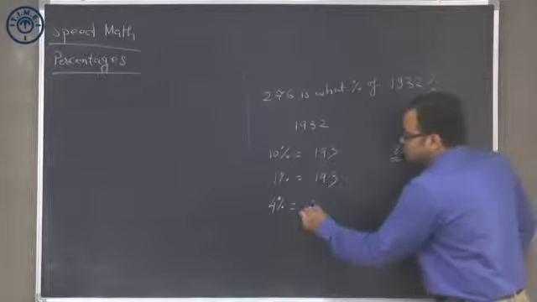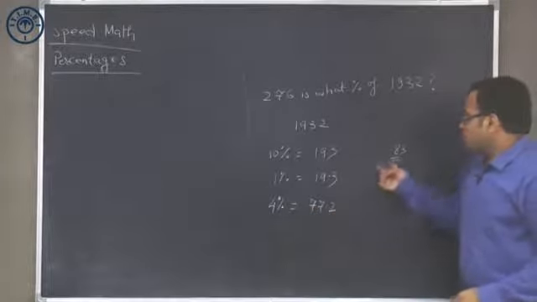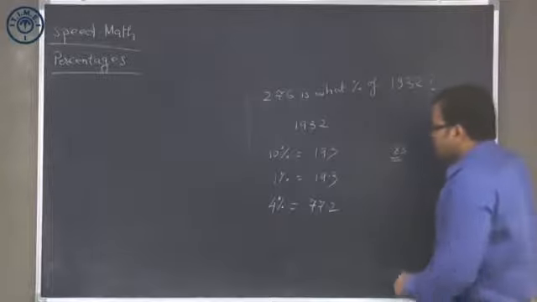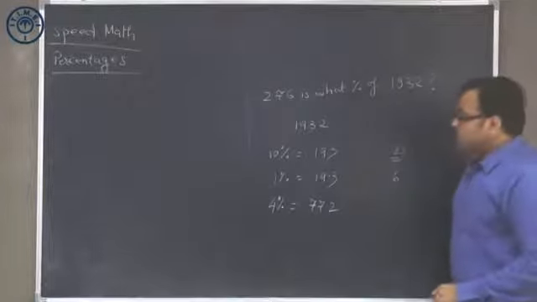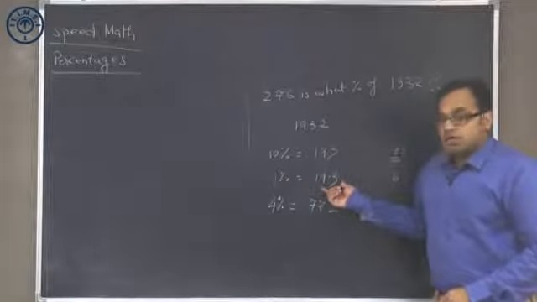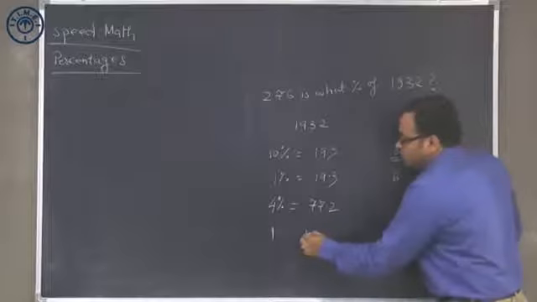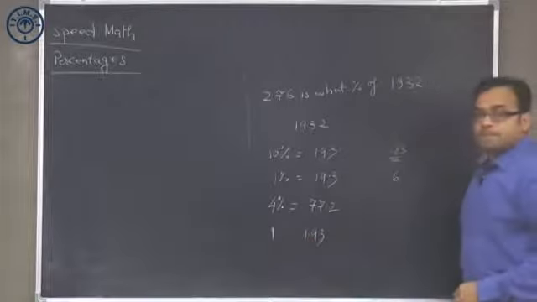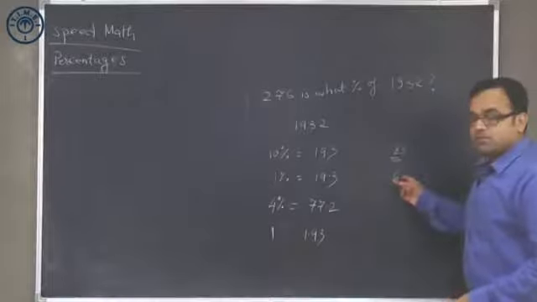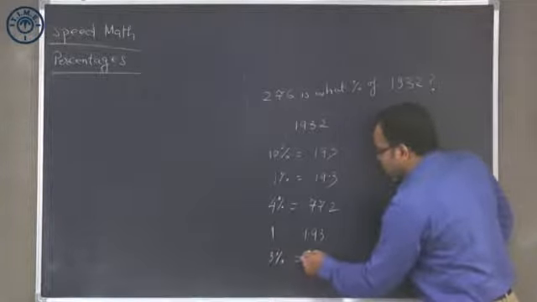So this becomes 77.2. 77.2 gone, the number was 83. 83 minus 77 is 6. So I need 6 more. Now what I know is that 1% is equal to 19.3. So if 1% is 19.3, 0.1% will be 1.93. 1.93 multiplied by 3 will be equal to 6. So 0.3% is equal to 6.